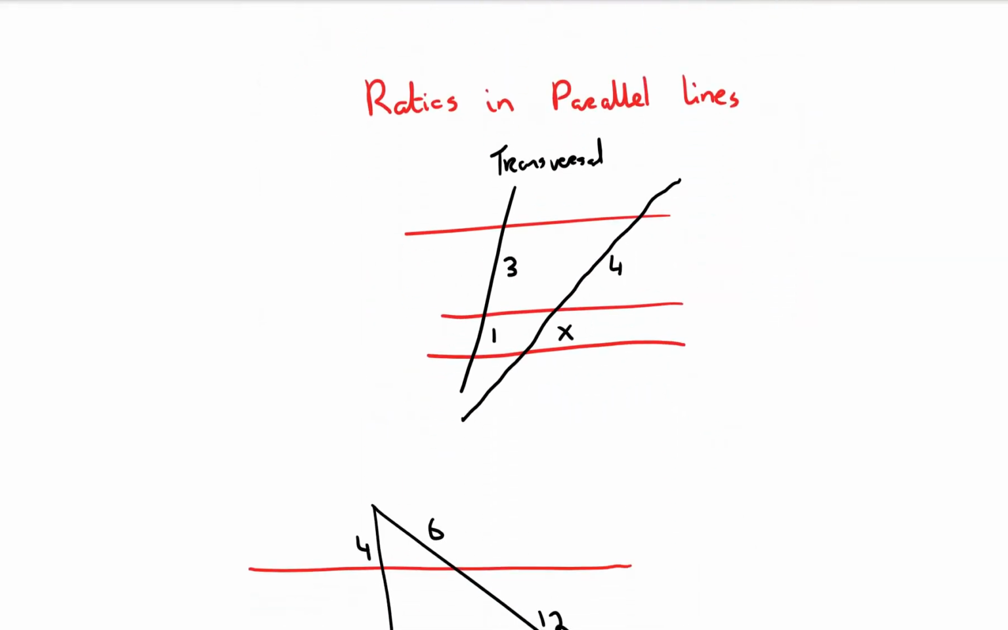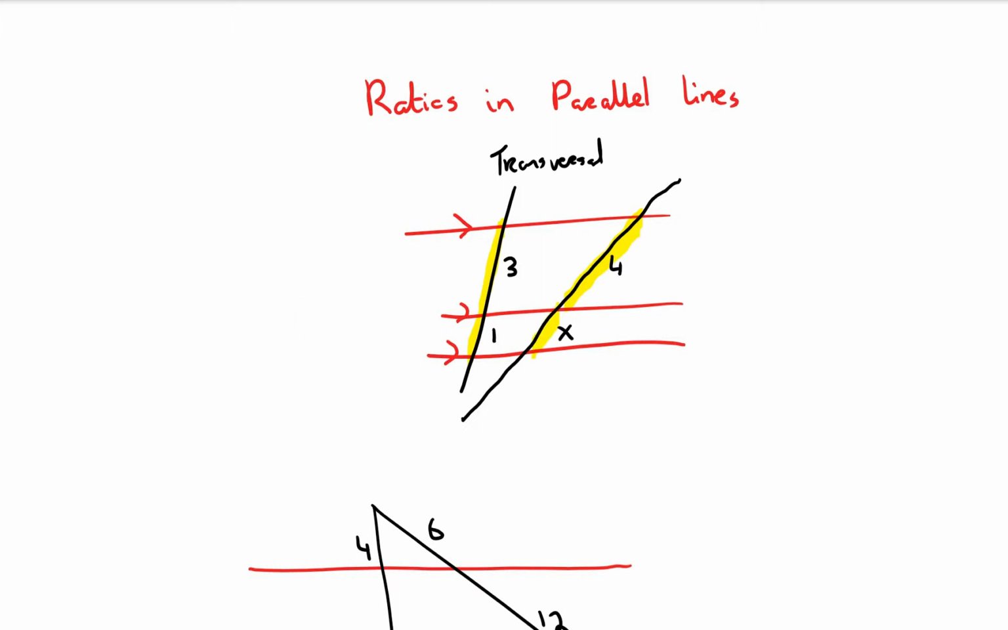Now we're going to look at ratios in parallel lines. We've three parallel lines here in the red, here, here, here. And I have a transversal that's cutting it here. And the length of the transversal here between these two parallel lines is 3. And the length here is 1. The length here is 4. The length here is x. And I'm going to find out what x is.